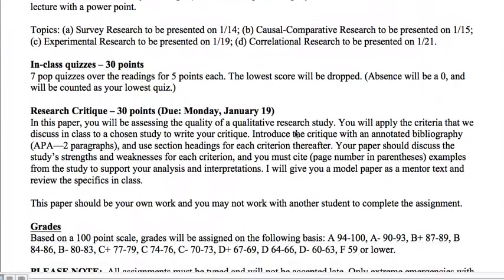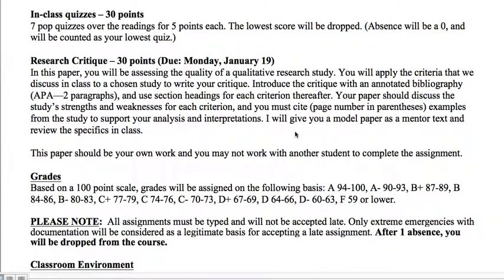Okay, the in-class quizzes. There are going to be 7 pop quizzes over the readings for 5 points each. The lowest score will be dropped. An absence will be a 0. So if you are absent on the day of a pop quiz, you get a 0 for the pop quiz, and that will be counted towards your lowest score.